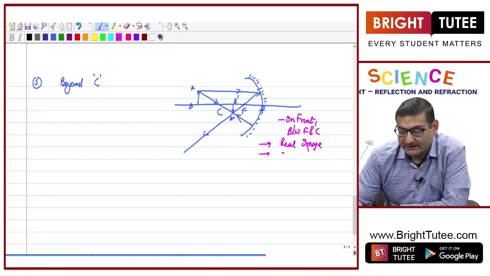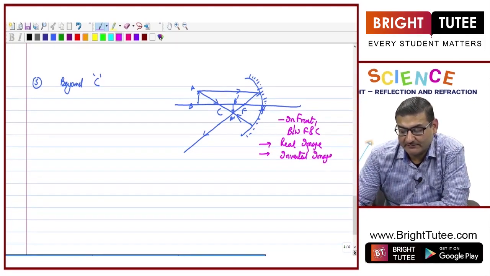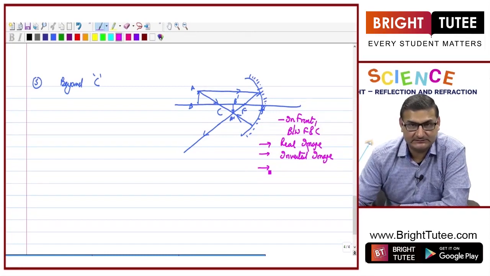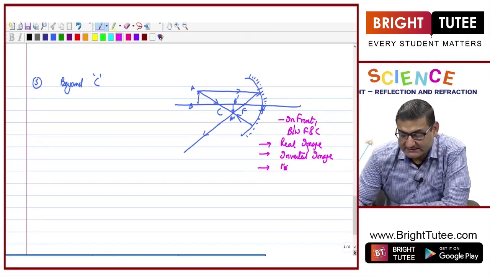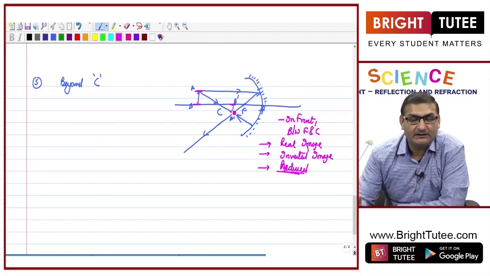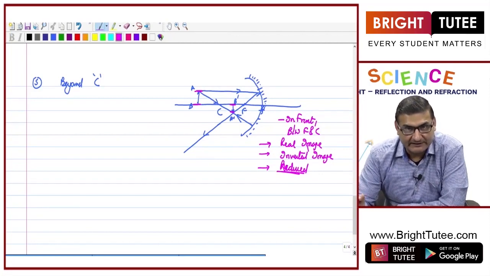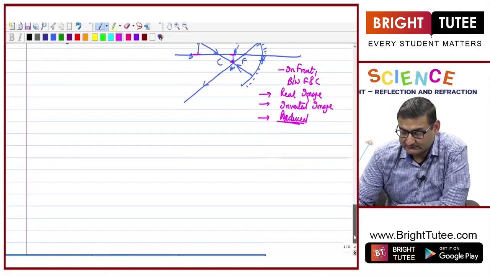Next, the image is real. The image is inverted. Real, why? Because we know the light rays are actually meeting after reflection. Inverted, why? Because the image is below the principal axis. And now, we see that the image is a reduced image. It is a diminished image as compared to the size of the object. The image formed is basically smaller. Fine. Got it?